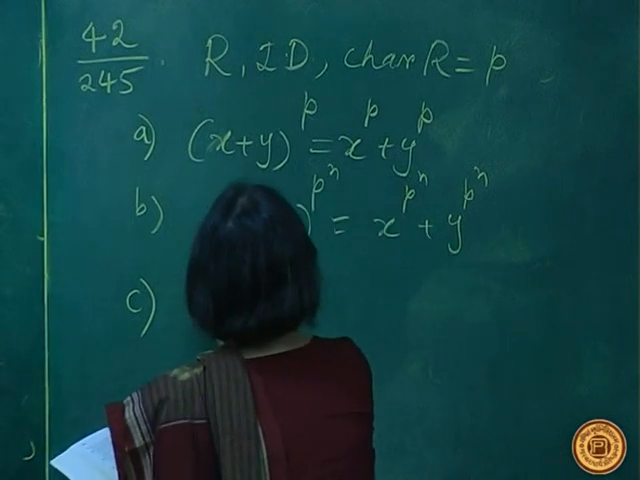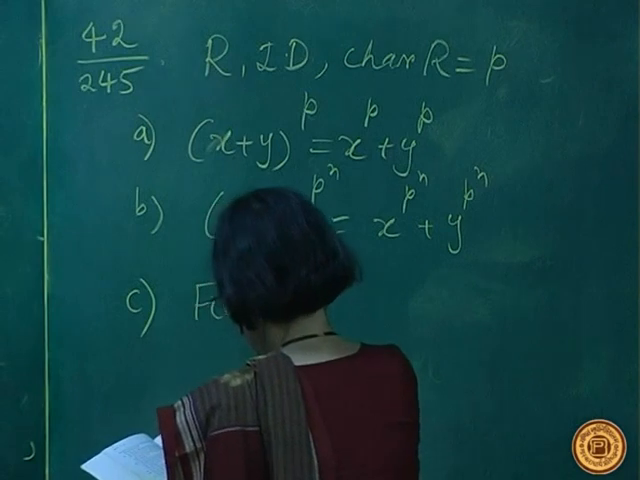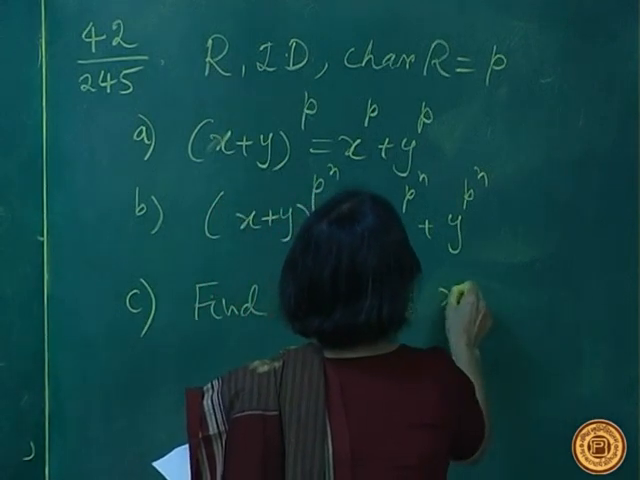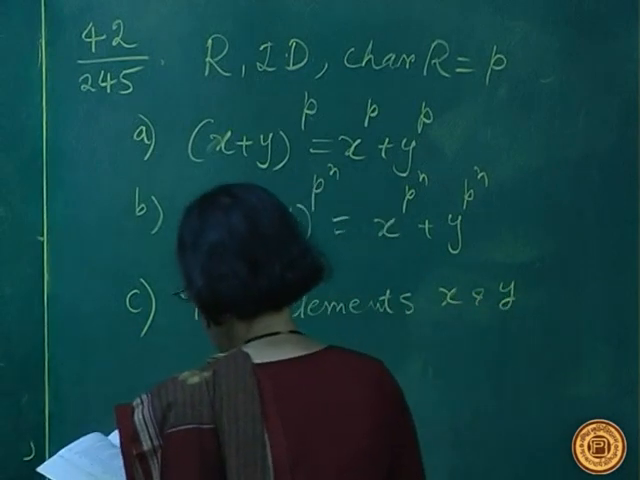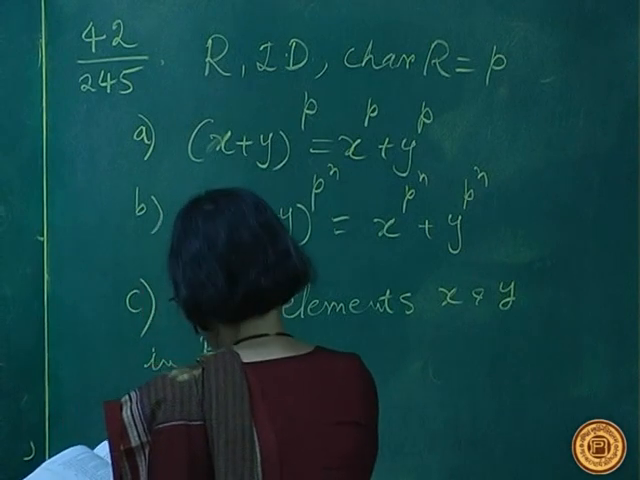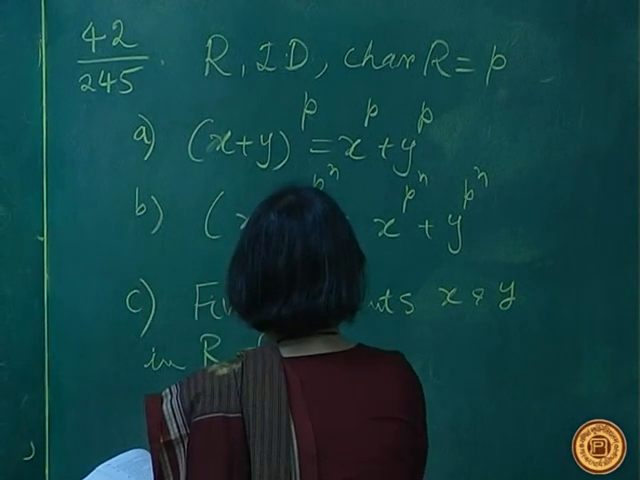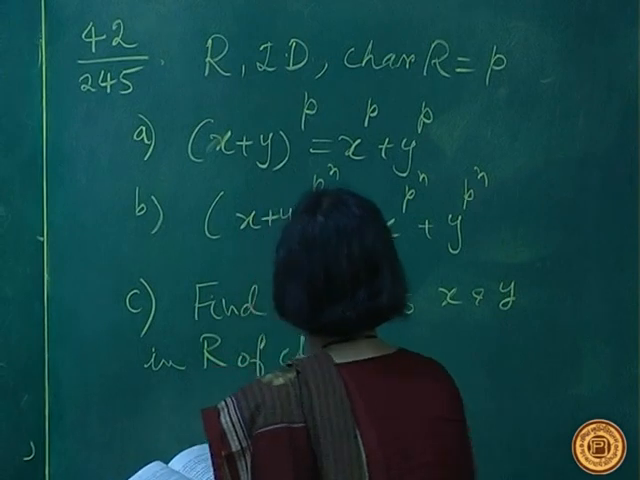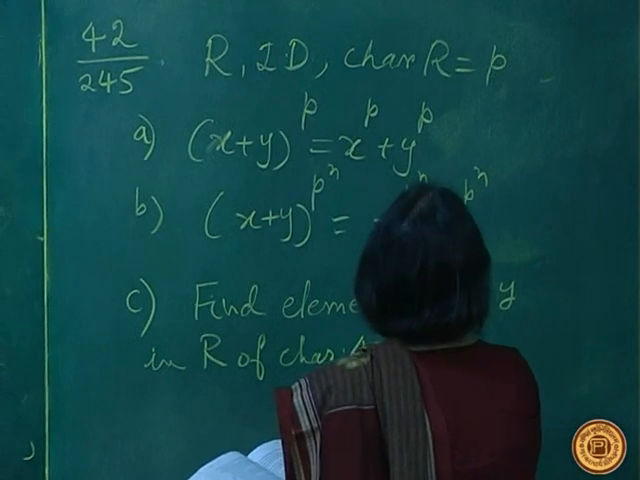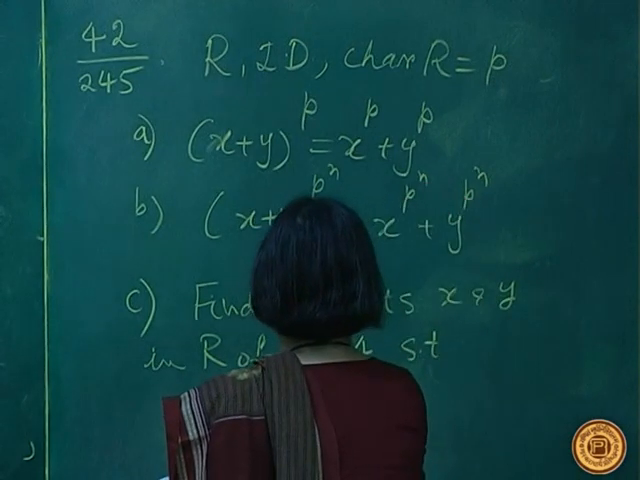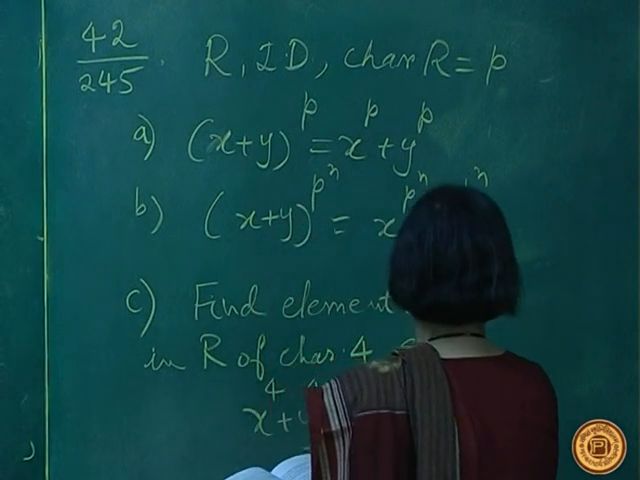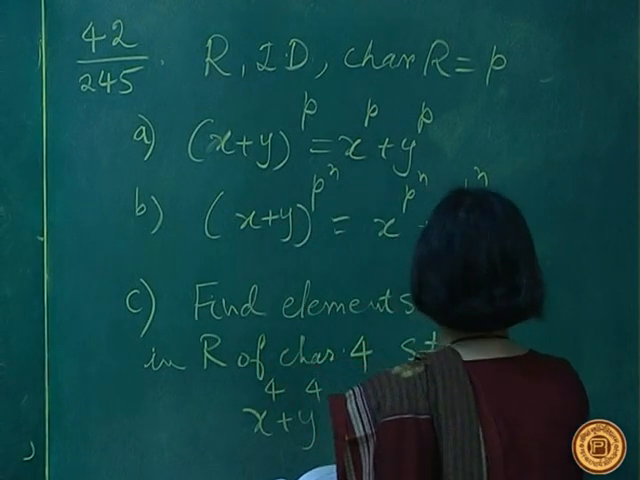The last one is find elements x and y in a ring of characteristic 4, such that this equation is not satisfied. That is, x^4 plus y^4 is not equal to (x plus y)^4.